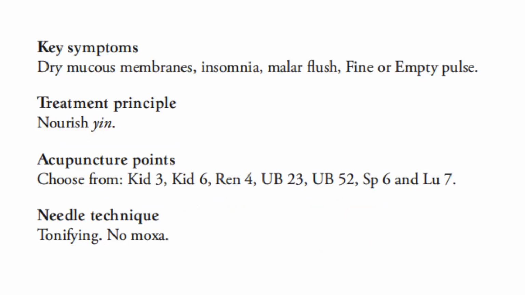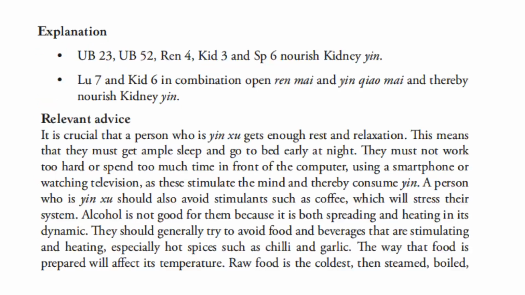In our acupuncture treatment, we can choose from kidney 3, kidney 6, ren 4, UB23, UB52, spleen 6, and lung 7. And we use the tonifying needle technique and no moxa. UB23, UB52, ren 4, kidney 3, and spleen 6 nourish kidney yin. Lung 7 and kidney 6 in combination open ren mai and the yin chao mai and thereby nourish kidney yin.